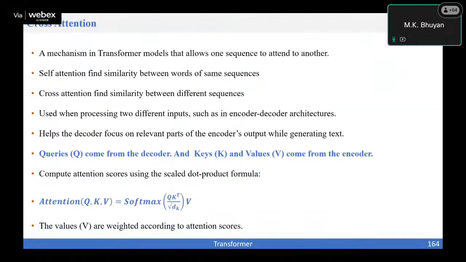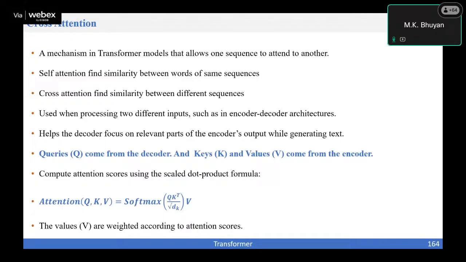Now in the case of the decoder, cross attention is important. So what is cross attention? We have to see the similarity between two sequences. If I only consider self-attention, we are considering the same sequence. But if I consider multiple sequences, we have to see the attention or similarity between different sequences. For this, the query is coming from the decoder and the key and the value are coming from the encoder.